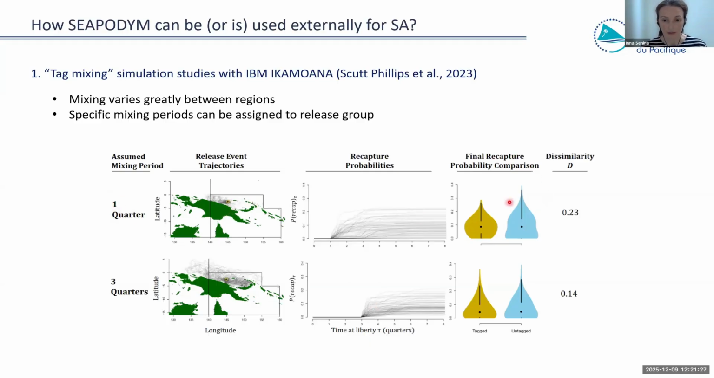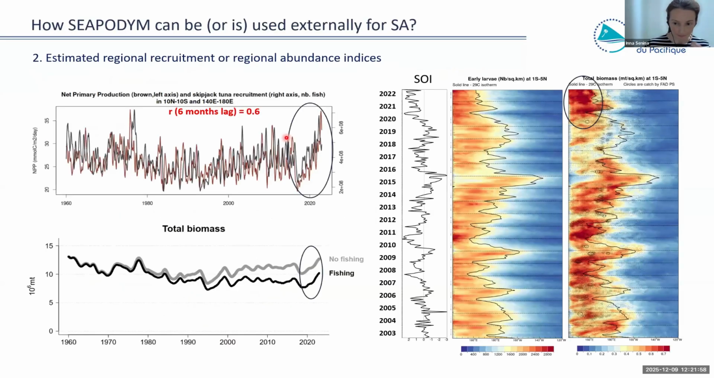And for this, he was tracing the recapture probabilities and using the dissimilarity tests to see when the distribution of the recapture probability of the entire population and just the tagged subpopulation were matching. And the conclusions were that the mixing varies greatly between regions, and using CPDIM, specific mixing periods can be assigned given the release group.